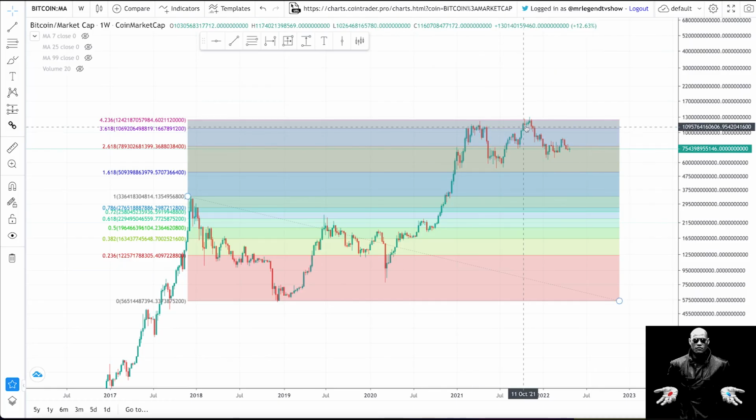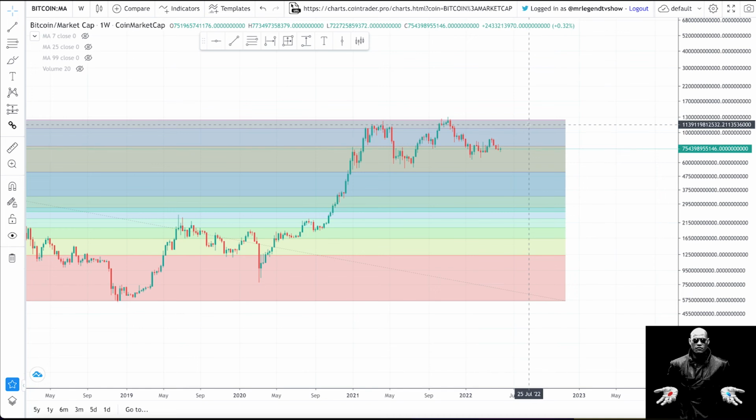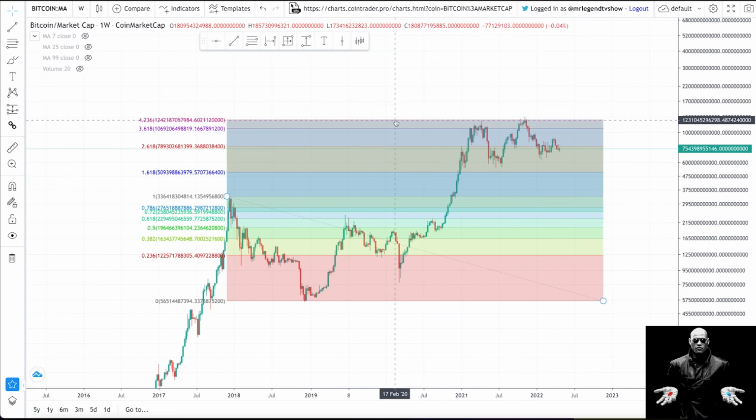But guys, this is very important. The market cap chart is showing us that Bitcoin has probably topped. That is a point of concern. I want you guys to think about it. Tell me what you think about this in the comment section.